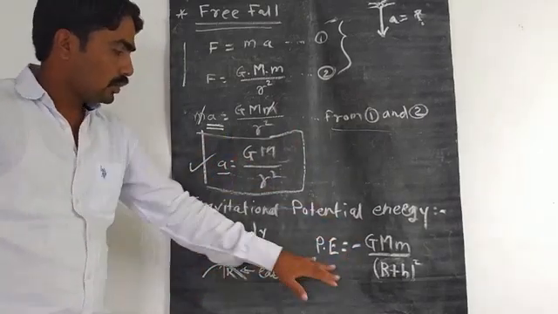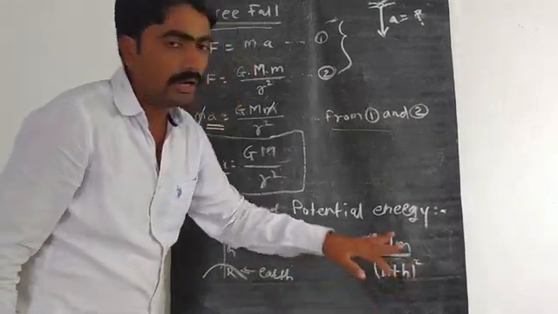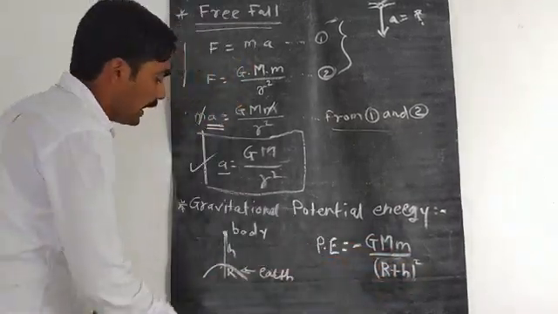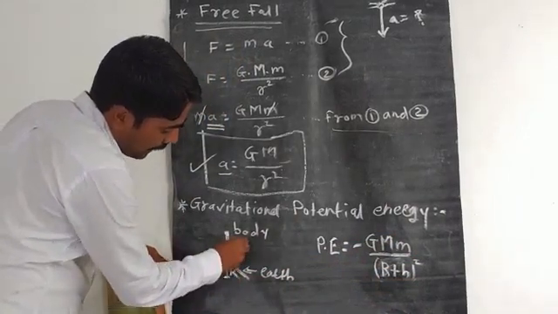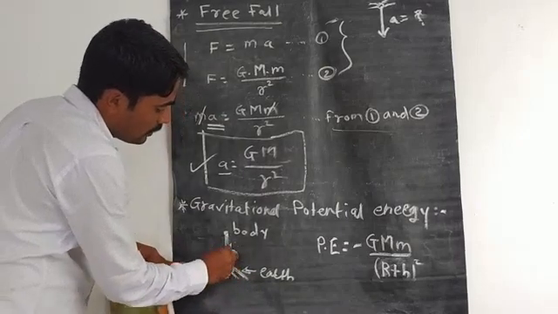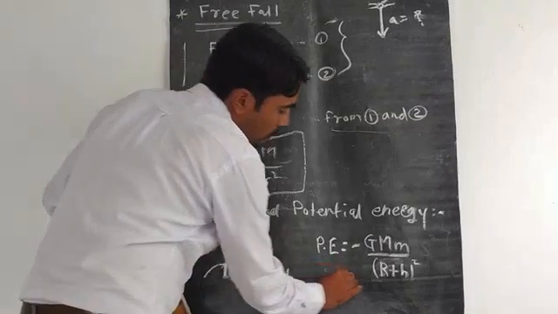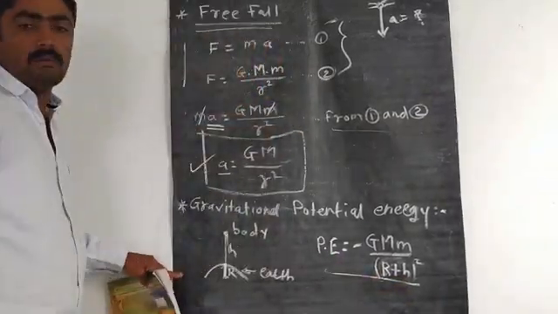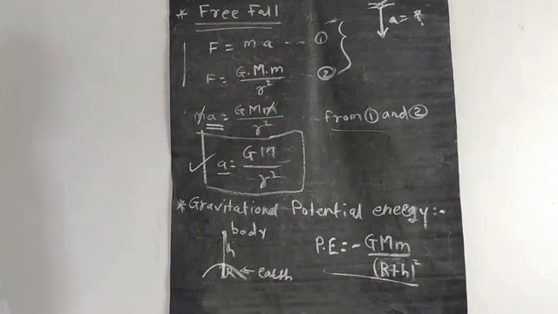Then the formula for the potential energy is minus G M m upon r plus h square. Now r plus h square, because the distance from here to here is r, so we have to do the addition of r plus h. Therefore the potential energy is equal to minus G M m upon r plus h square.